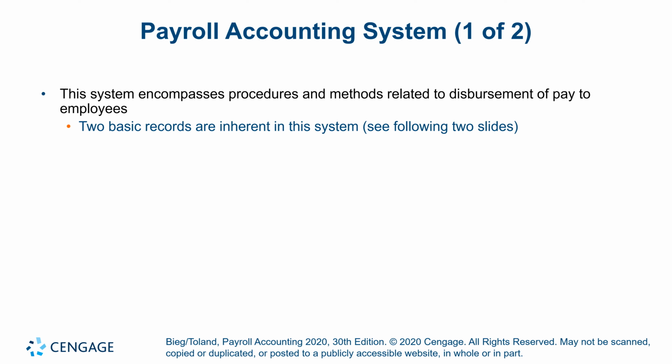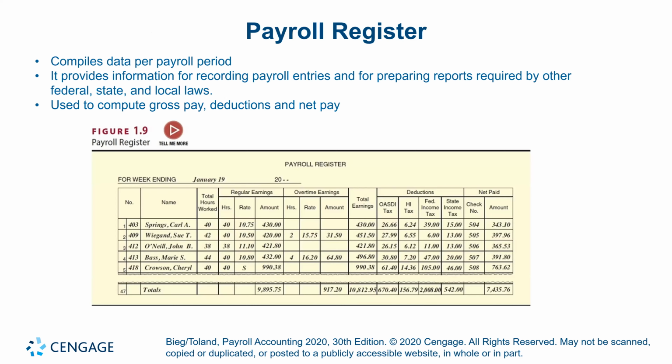So say we've got 40 employees, all 40 employee earning records should add up to our payroll register, right? The payroll register is kind of the main document, and each employee record is kind of a sub document that adds up to that. And so we see that payroll register here. Again, the payroll register compiles data per payroll period, provides information for recording payroll entries and preparing payroll reports, and is used to compute gross pay, deductions, and net pay.